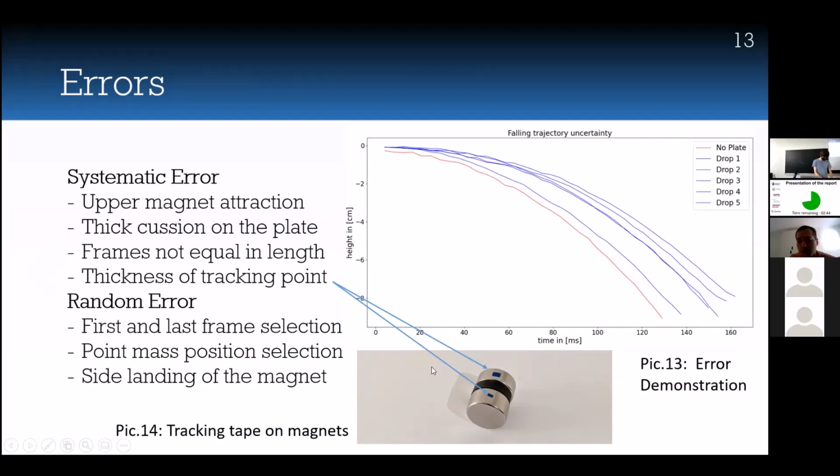The thickness of the tracking point, as you can see, was also not infinitely small. And you can see this was the same setup, but different experiments. So the same experiments, I mean, I tried once, twice, and so on. And as you can see, the results vary quite a lot. So the random errors were that first and last frame selection was not easy, as well as point mass selection, as mentioned earlier, and then the side bending of the magnet, as you might have seen from the video.